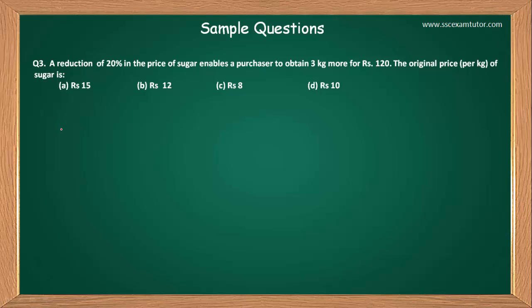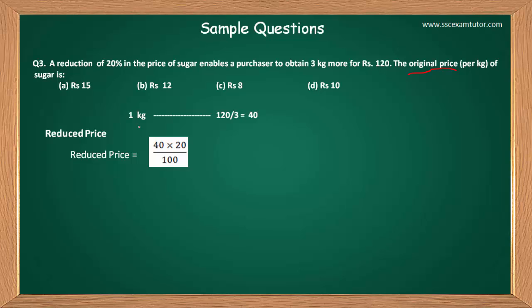Again a similar question, let's try to solve it a bit faster. So instead of writing the price of 3 kg is 120 and then the price of 1 kg will be 120 upon 3, you can simply calculate the 1 kg is equal to 120 upon 3, that is 40. So you are asked to find original price, right? So reduced price is equal to 40 into 20 upon 100.